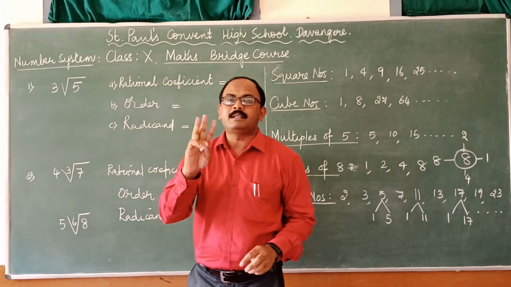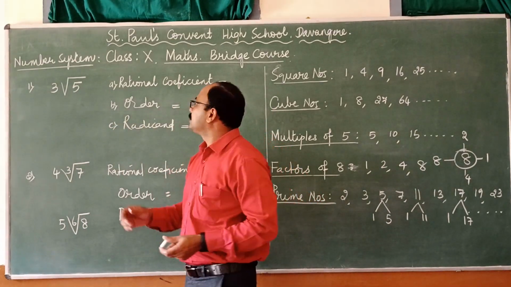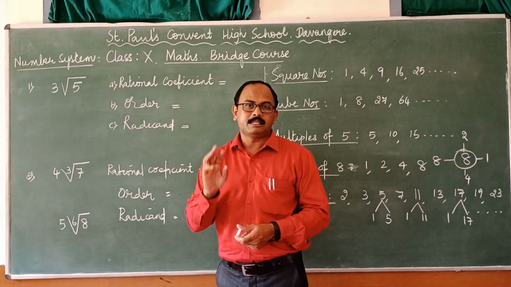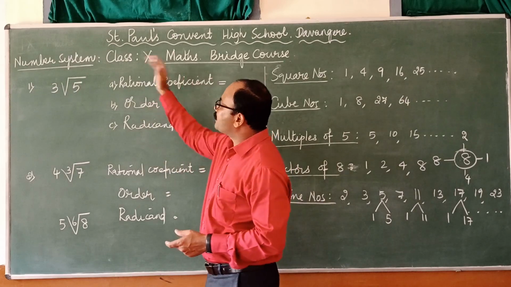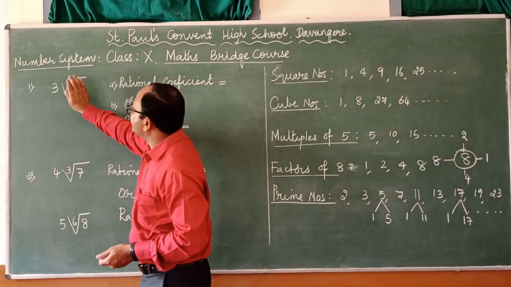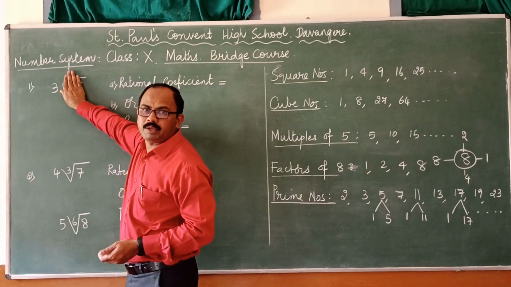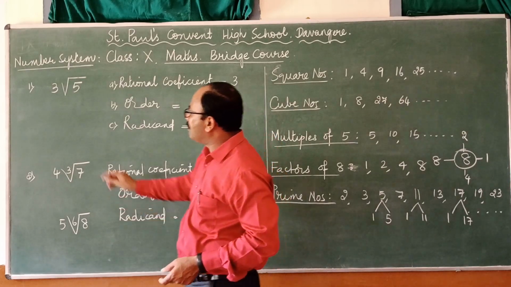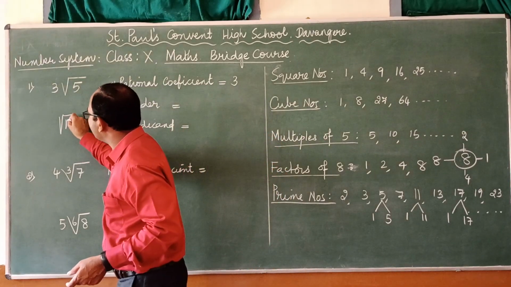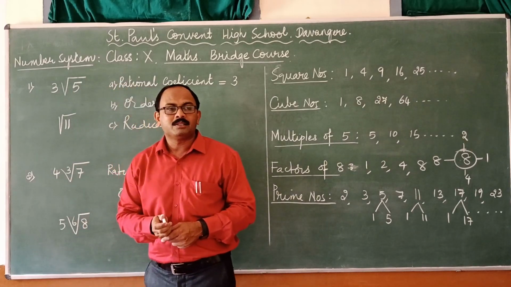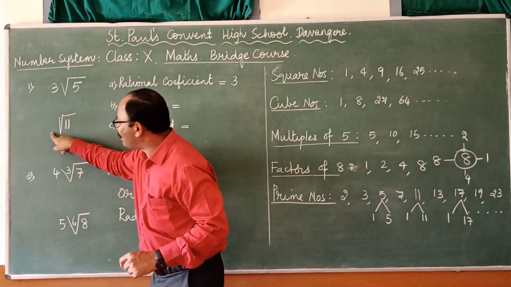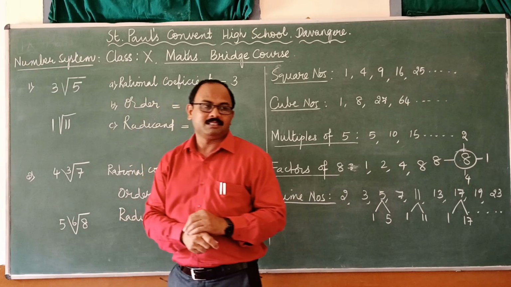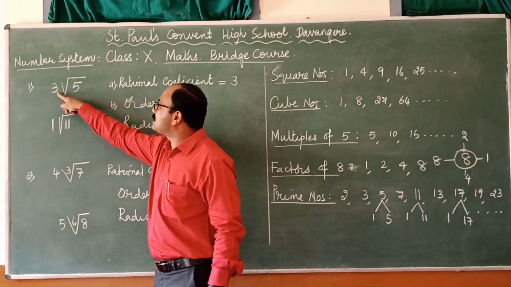Therefore, which are the 3 terms that you need to remember? Rational coefficient, order of the surd, and radical. These are the 3 terms. Rational coefficient is the number near the root symbol. Root symbol is 3. Rational coefficient is 3. If a number is written like this, its coefficient is 1. We don't write that one, but it is understood. Here the coefficient is 3.